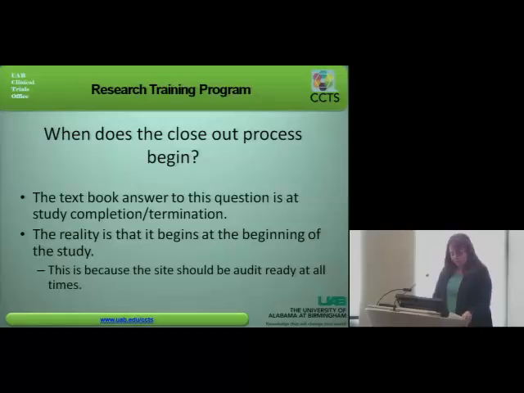So when does the closeout process begin? The textbook answer to this question is at the study completion or termination. However, the reality is that it begins at the beginning of the study. This is because all sites should be audit ready at all times. And if you begin to think about the closeout process at the beginning of the study, then your documents and your essential files will be up to date and accurate and organized from the beginning, which will make your closeout process much, much easier.